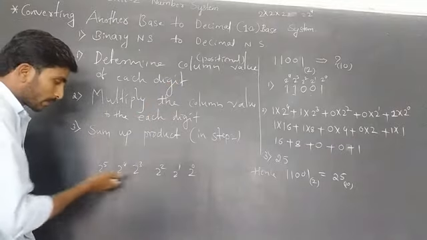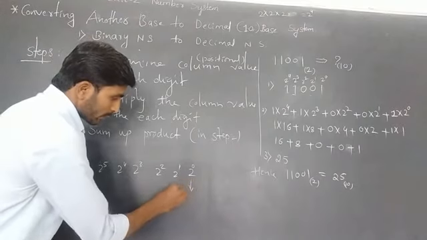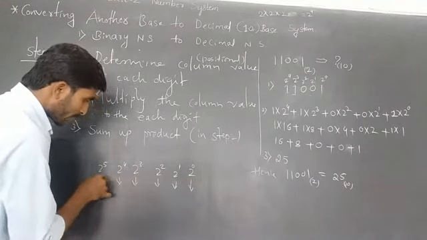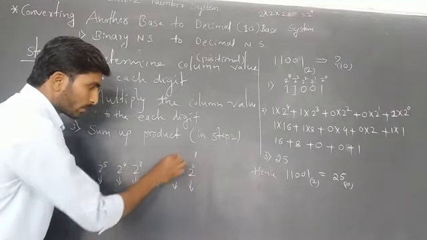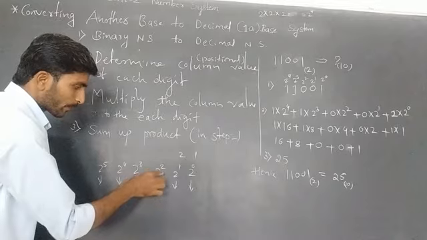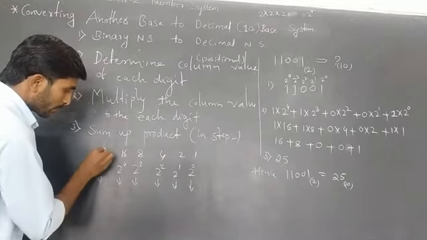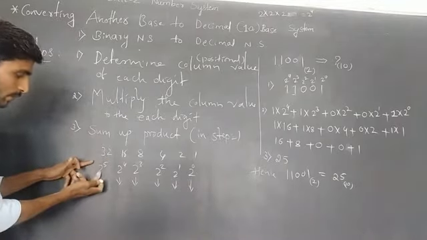Okay, so these are time-saving tricks. Okay, so you have to understand. You have to write the place value. Place value means you have to calculate this one. 2 raised to 0 is 1, 2 raised to 1 is 2, 2 raised to 2 is 4, 2 raised to 3 is 8, 16, 32, and so on. Okay, so these are the place values, these are the positional values.